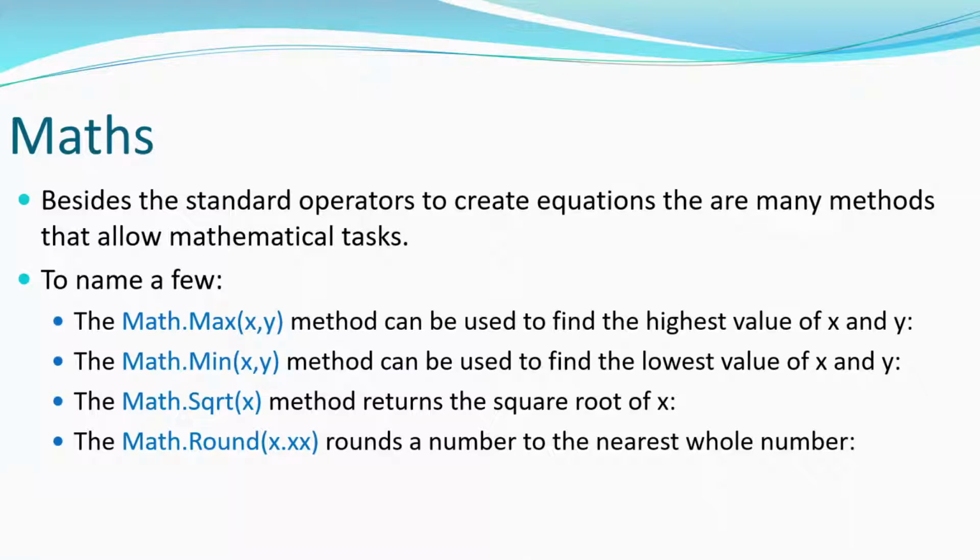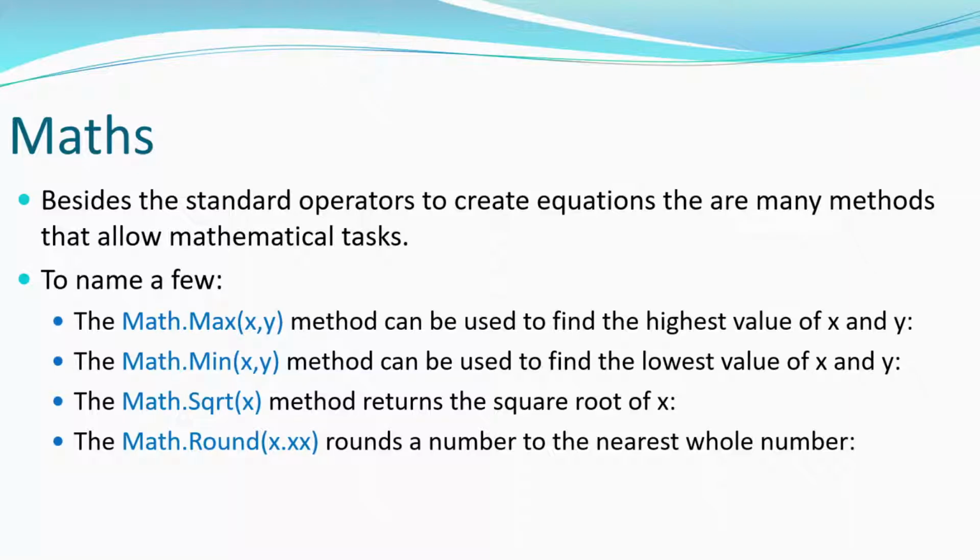We all, I won't say know how to, if you've used keyboard calculators, you know the standard operators: plus, minus, multiplication, division, and how to put together an equation for a maths problem. Some of these are just some handy extras that may come up. So here, if you want to find the highest value between x and y, you just use the Math.Max method. You've got a minimum, a square root, and a rounding. So these will give you a quick way of calculating those values.